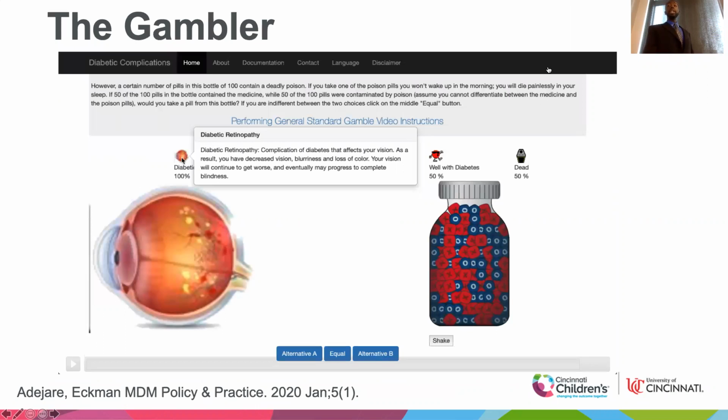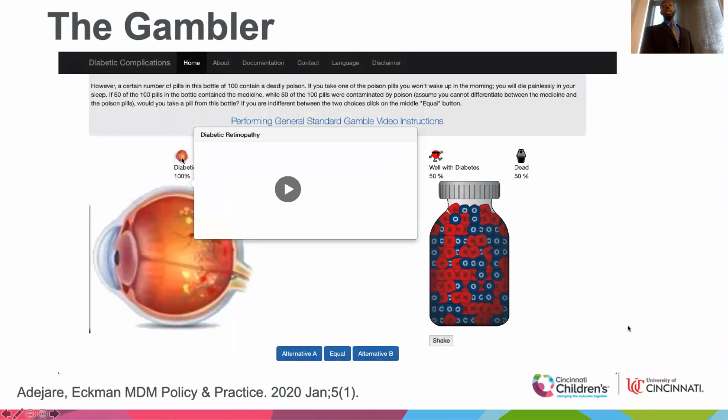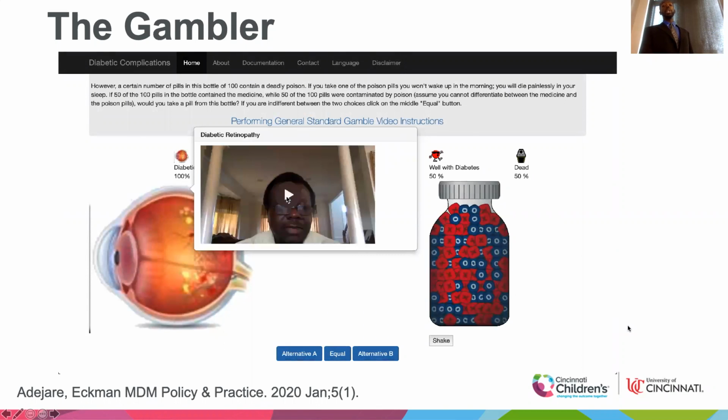So let's take a health utility assessment project right here with diabetic complications. We're going to assume that we're an African-American male in their mid-60s, and we're going to have our utilities acquired. And so we see for the standard gamble that on alternative A, we have diabetic retinopathy. We also have on the right-hand side, alternative B, the pill bottle with 100 pills in it. So we could read about it, or we can see a demographically matched video clip.